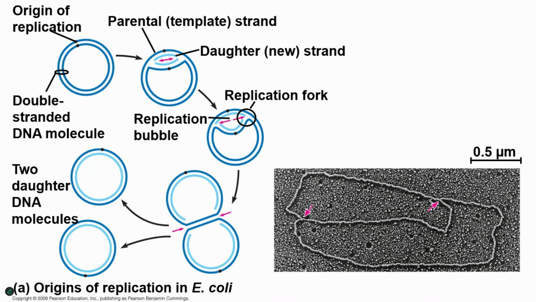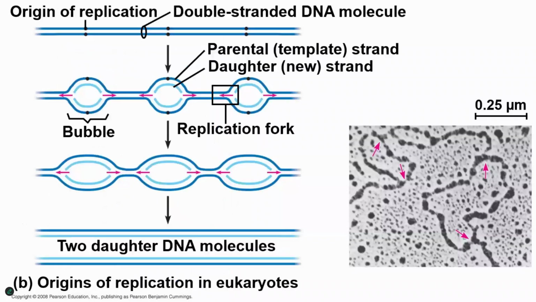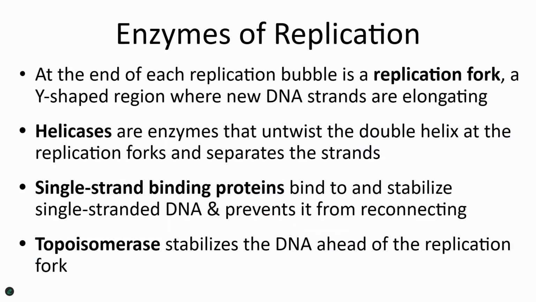So prokaryotes are going to have a single origin of replication, but eukaryotic cells, because our chromosomes are linear and very, very long, we have multiple origins of replication along the way. At each origin of replication, you're going to have a replication bubble opening up with replication forks moving in both directions. And then all those bubbles will keep growing until they eventually merge together. And then we've got DNA ligase enzyme that will bond all of those pieces together to create two new daughter DNA molecules that are identical to the original molecule.